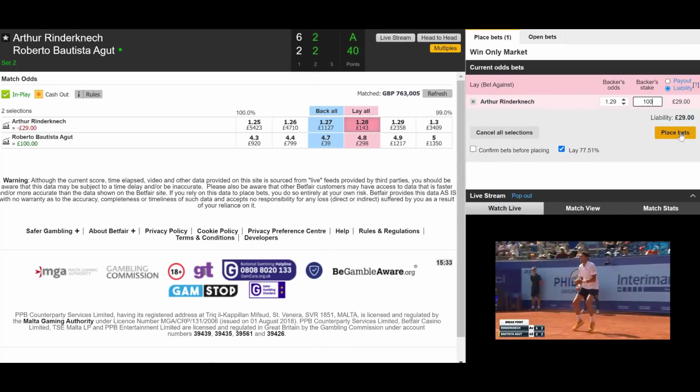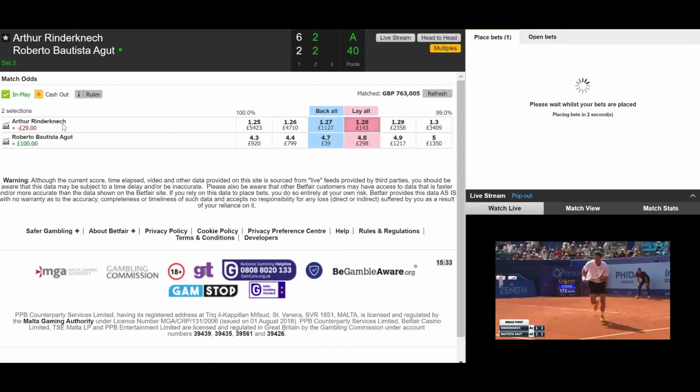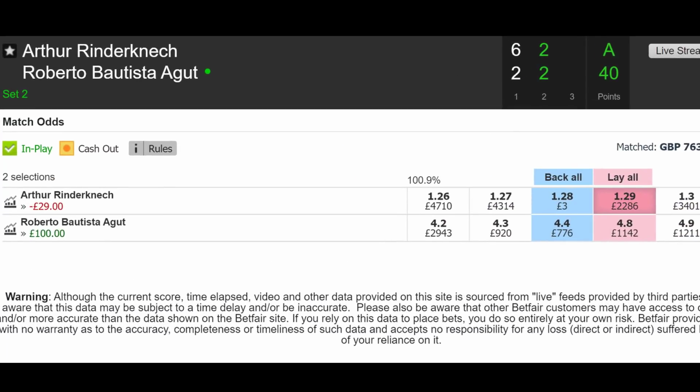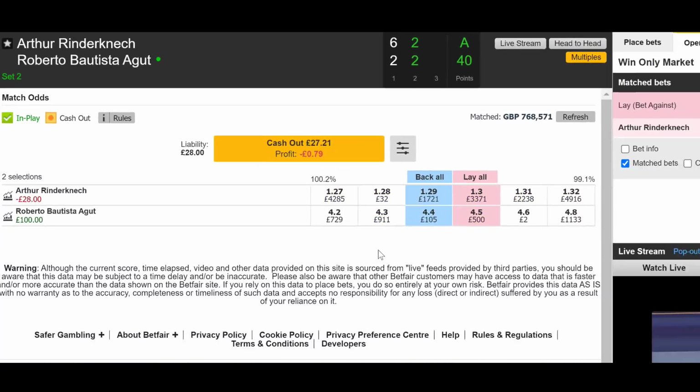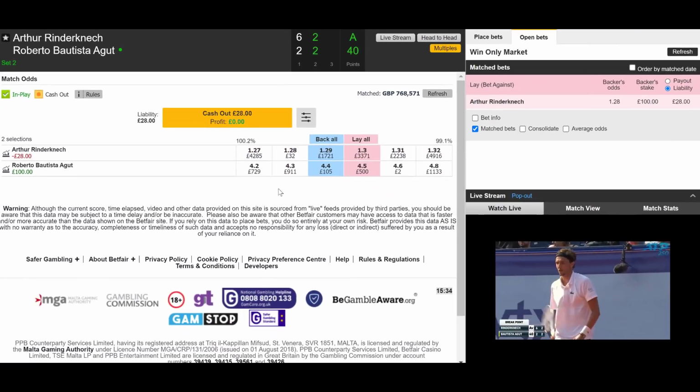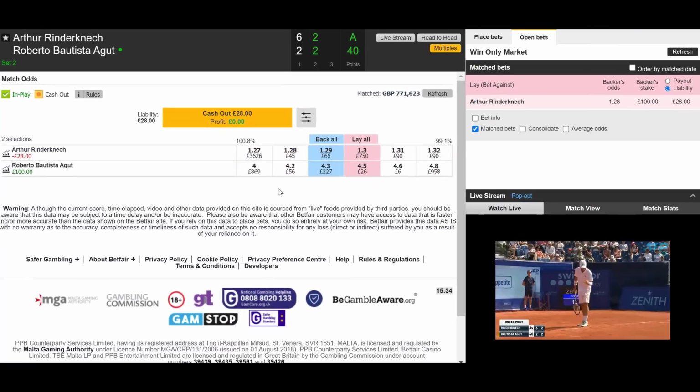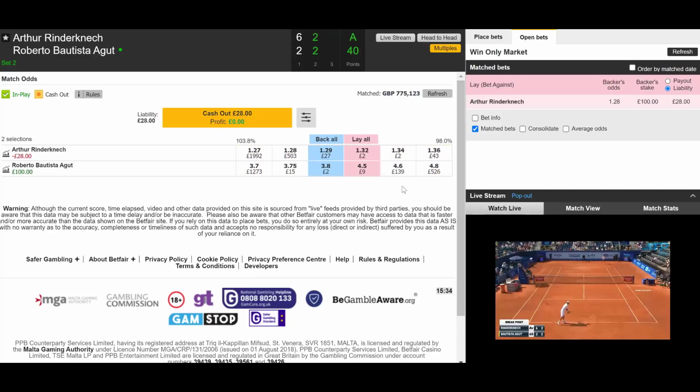So we're going to get involved laying this player here, Rindenech, who is currently just on advantage. This is on Bautista Agut's serve, so we're effectively backing the server. Okay, so it's a high pressure situation. But of course, when you enter these things, you always go in with a plan. We're going to lay him here. If he scores the next point and then turns it around and makes an advantage, then we can do something.